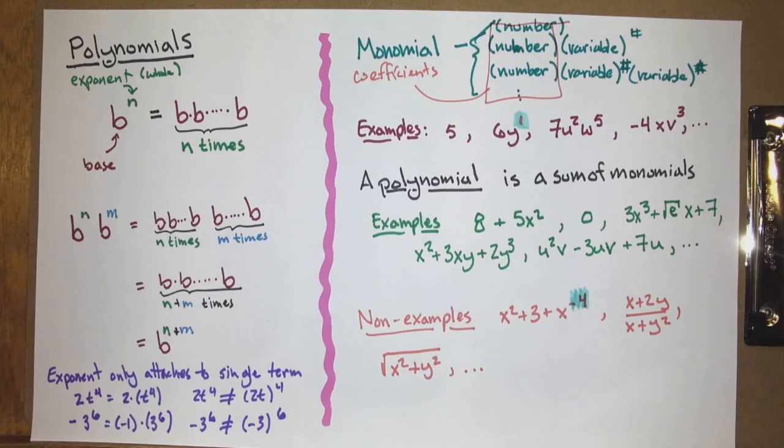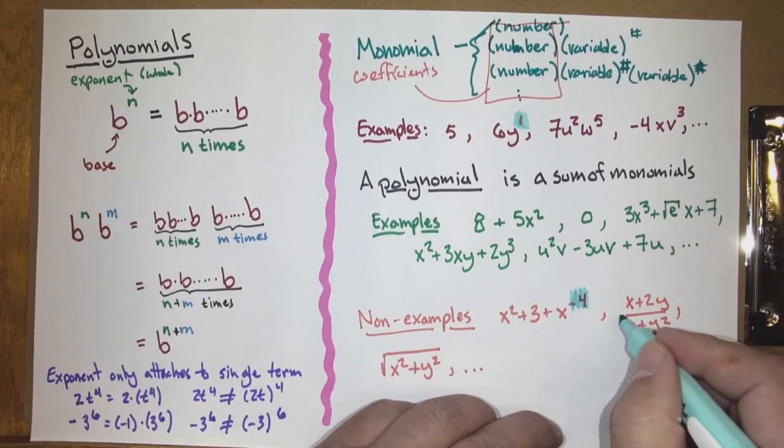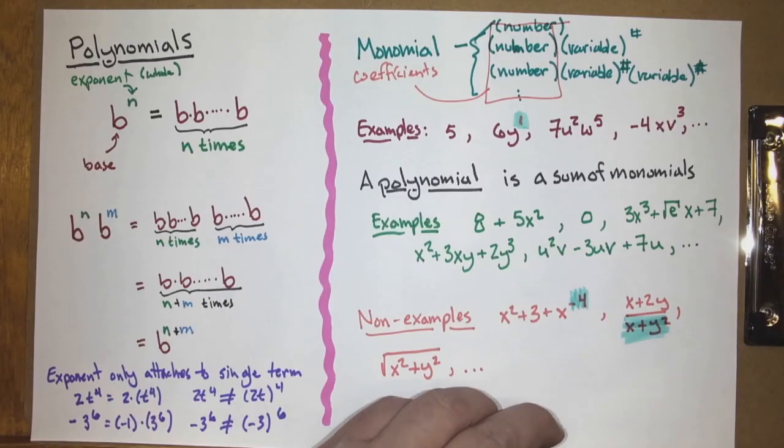What about x plus 2y over x plus y squared? What's wrong with that? Like almost everything, right? What's this doing downstairs? We're not supposed to have stuff downstairs. That's variable stuff. Not going to work. So this is an example of what's called a rational function, something we'll talk about in the near future. How about square root of x squared plus y squared? What's going on with that one?